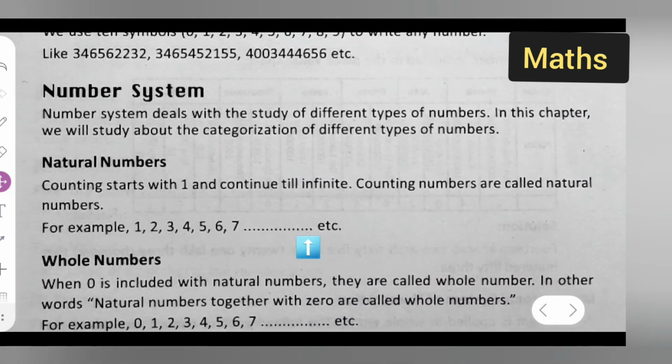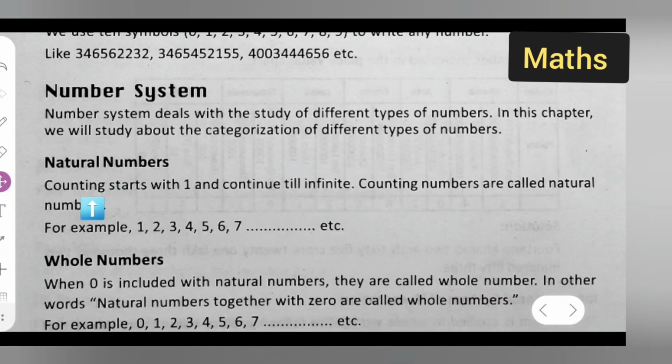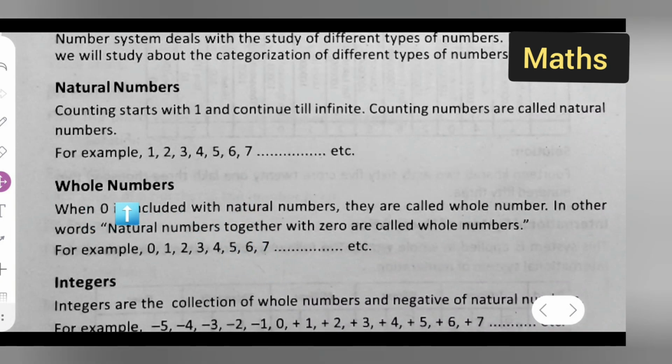Next, what you all have is natural numbers. Counting starts with 1 and continues till infinity. Counting numbers are called natural numbers. For example, 1, 2, 3, 4, 5, 6, 7, etc. Next, what we have is the whole numbers. When 0 is included with natural numbers, they are called whole numbers. In other words, natural numbers together with 0 are called whole numbers. For example, whole numbers start from 0. Okay, so 0, 1, 2, 3, 4 and so on, etc.